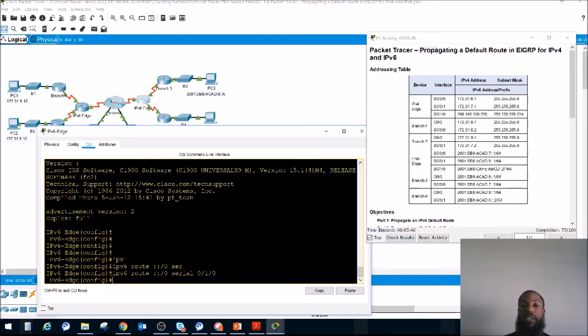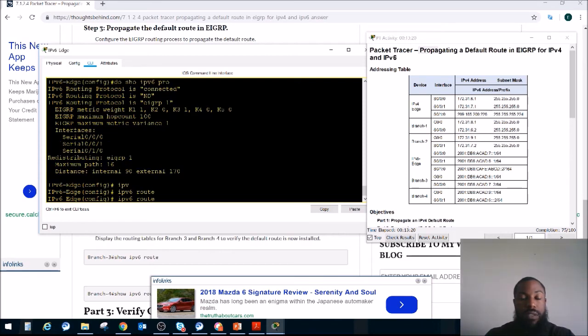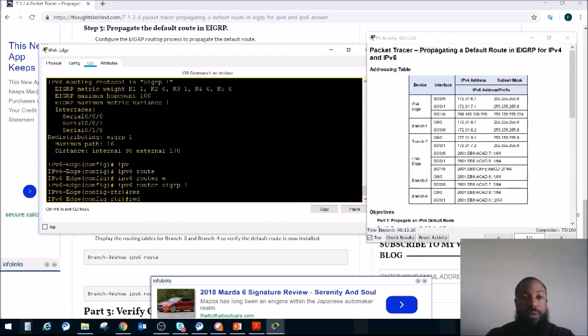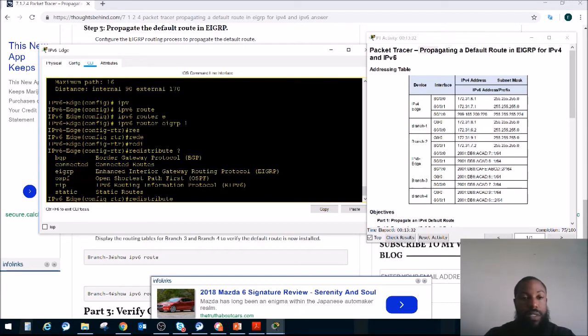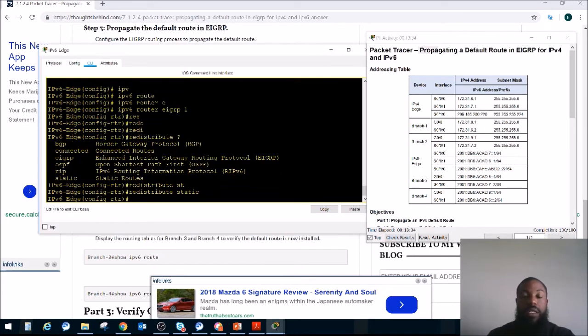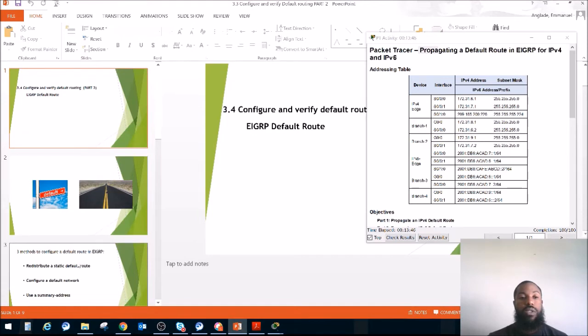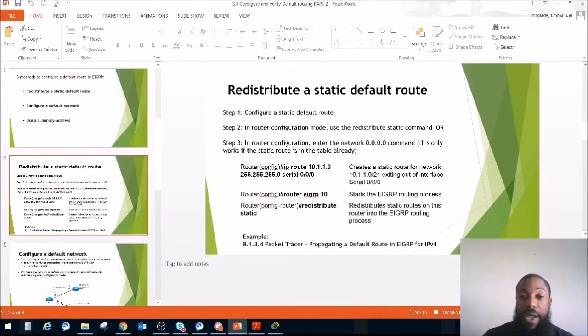And then the next thing we've got to do is redistribute the static route there. IPv6 router EIGRP 1, redistribute static. And there you go. That's what we needed to do, y'all. All right, so let's go ahead and move on. We redistributed the static route in IPv4 and IPv6.